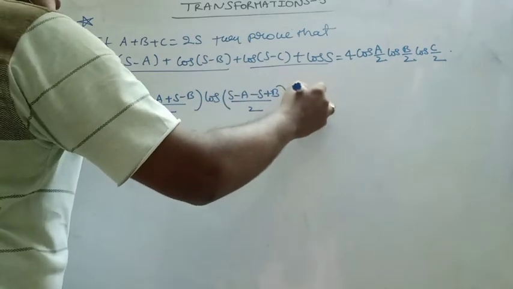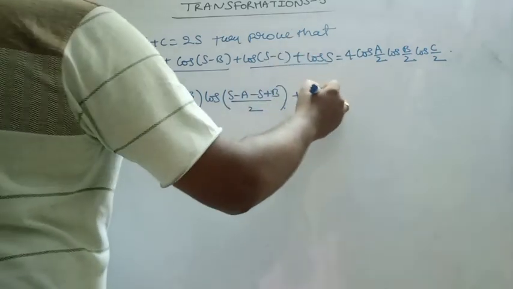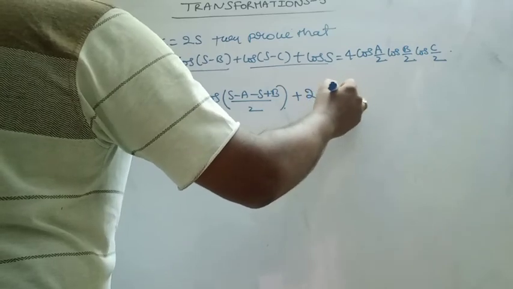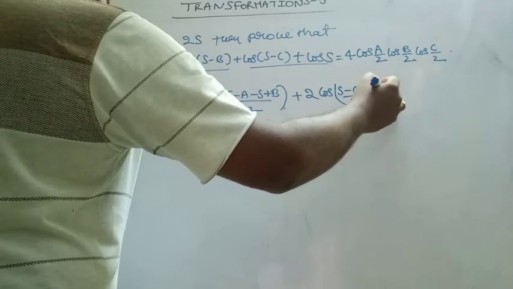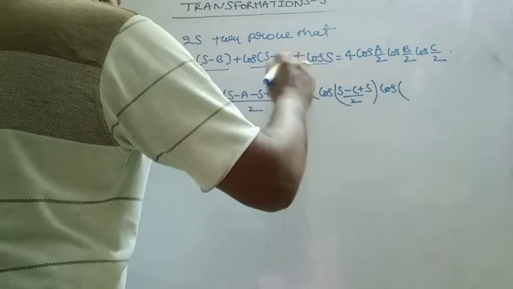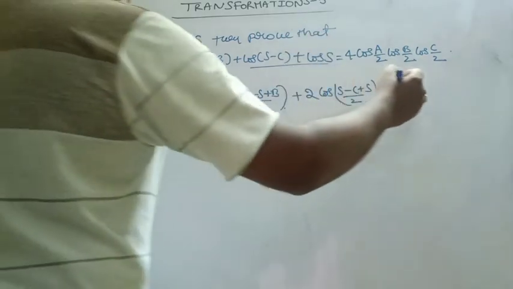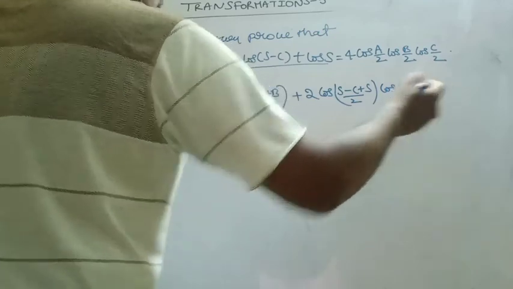Plus here also cos c plus cos d. 2 cos (c plus d)/2, that is now (s minus c plus s)/2, 2 cos (c plus d)/2 cos (c minus d)/2, (s minus c minus s), that is now minus c by 2. You are having it like this.